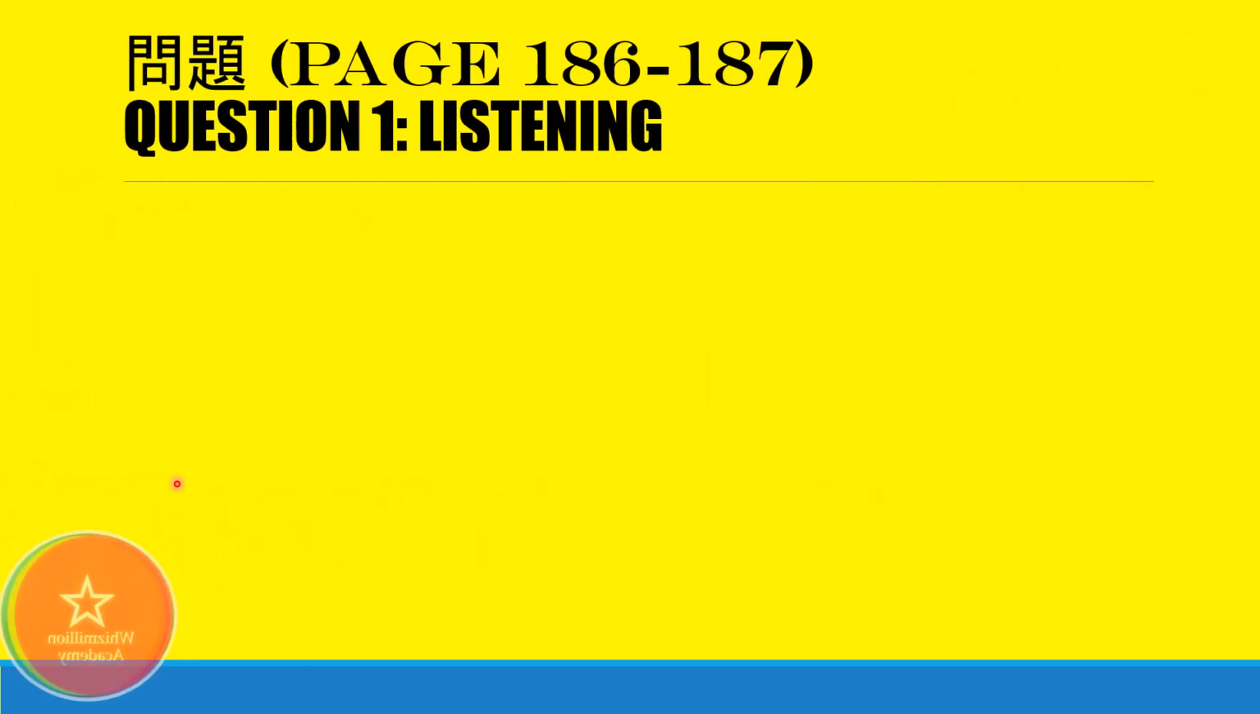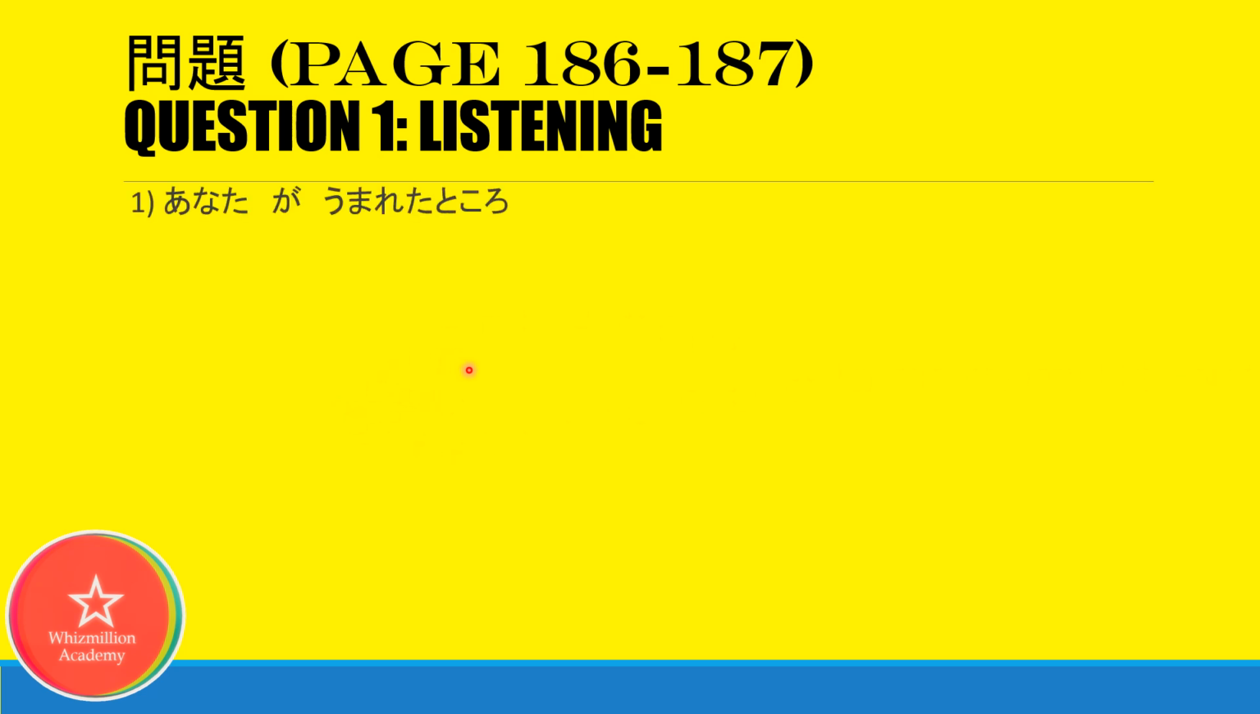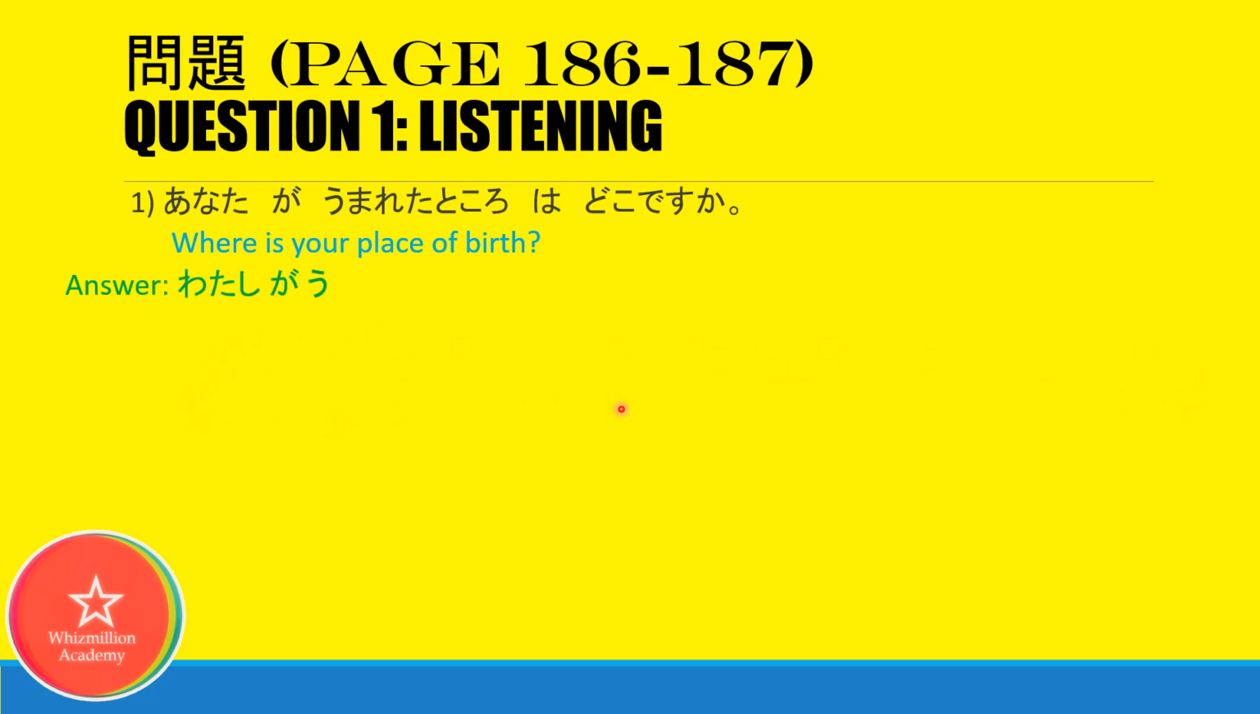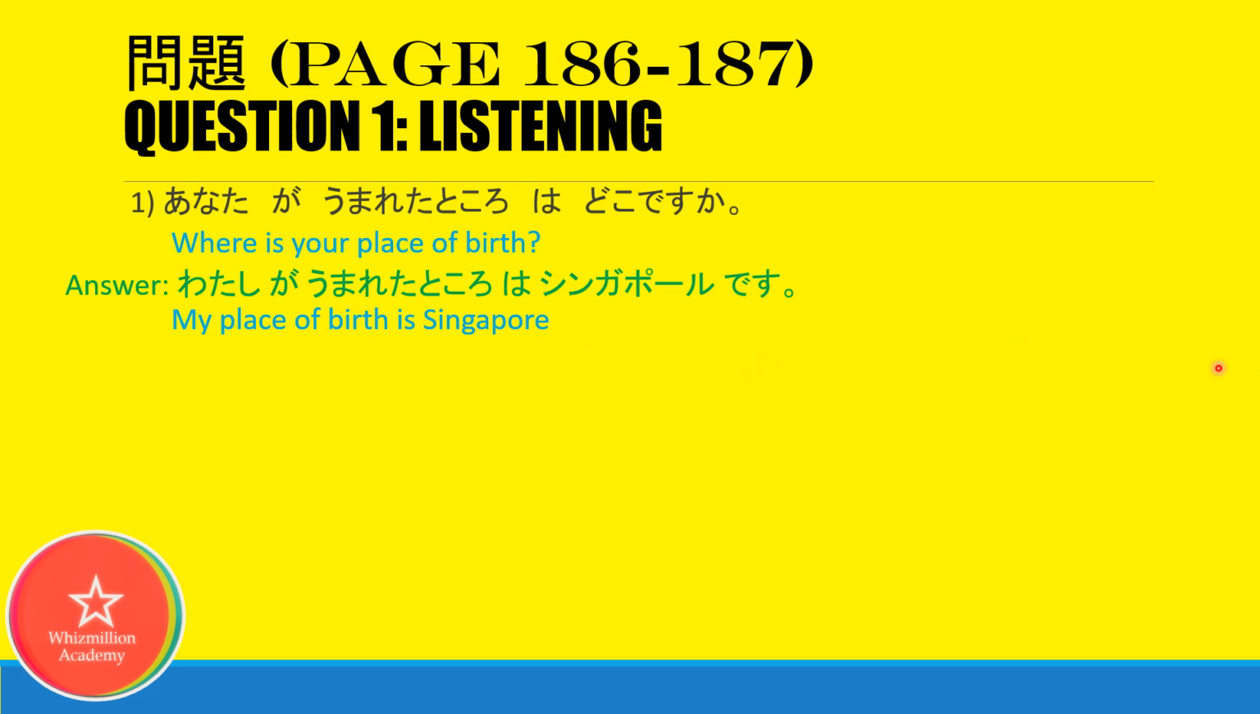We have arrived at the Mondai section. Question 1 is a listening section where you have to listen to the audio files and write out what you heard. There are altogether 5 questions. We'll just be presenting you the answers. Question 1. あなたが生まれたところはどこですか? Where is your place of birth? Possible answers that you can use is 私が生まれたところはシンガポールです。My place of birth is Singapore.